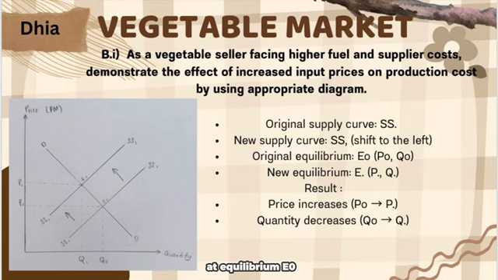Originally, the market was at equilibrium E0 with price P0 and quantity Q0. After the cost increase, a new equilibrium is formed at E1. As a result, the price increased from P0 to P1, while the quantity decreased from Q0 to Q1. This shows the increased input price leads to higher production cost, causing supply to decrease and market price to rise.